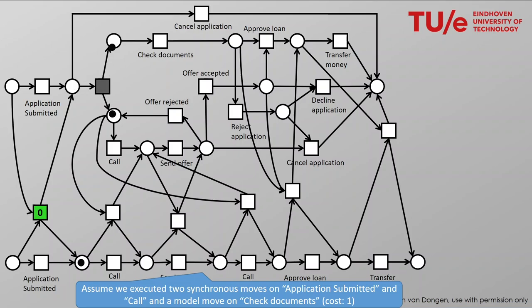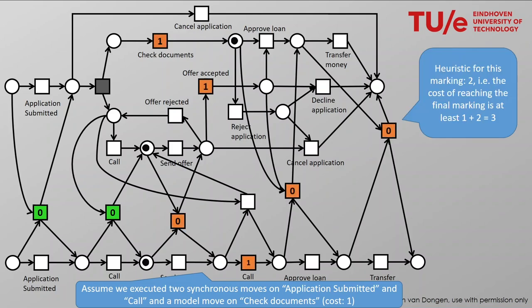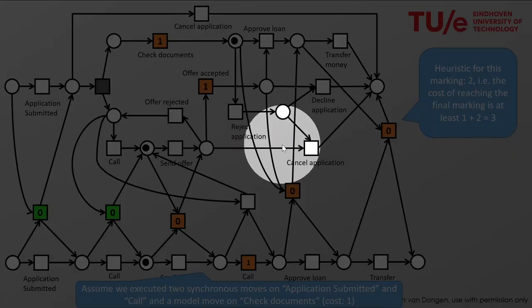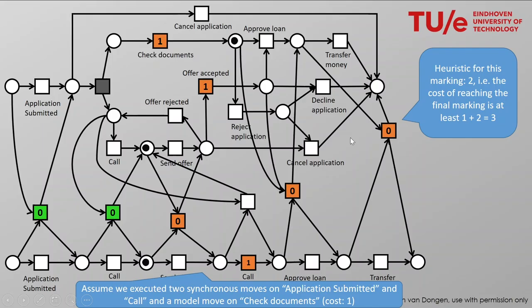Same here. Suppose we executed part of this model again. We now have this state after check documents and after call. And now we get an estimate from the marking equation. It will tell us that in order to reach the final state, you will have to execute offer accepted, call, so you get a final marking of at least 3. And interestingly enough, in this particular case, the solution we get is a realizable firing sequence. So now we have a marking where the ILP solution of the marking equation actually corresponds to a realizable sequence of firing transitions.